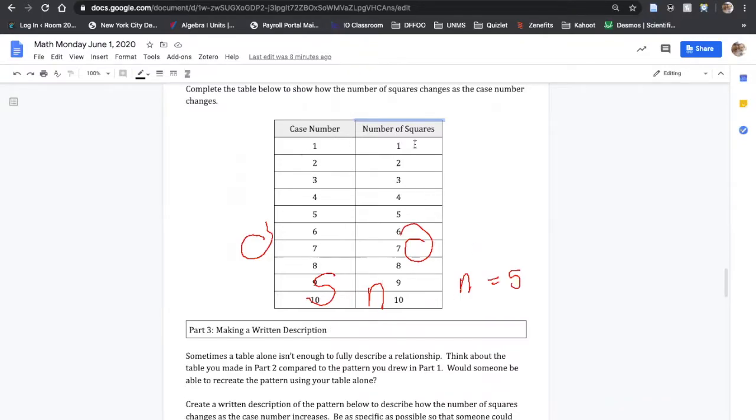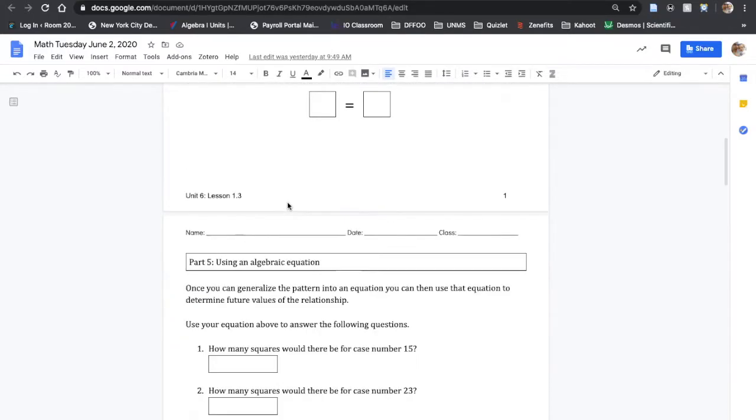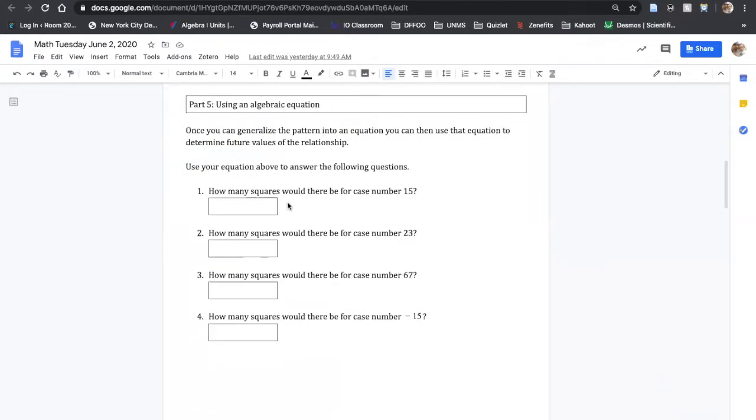Now, that relationship you should have noticed yesterday when we looked at this table, right? Case number 1 had 1 square. Case number 5 had 5 squares. So case number 13 would have 13 squares. So this example is pretty easy. The equation is simple. It's just that S is equal to N, right? The idea for the next part is just to try to use that equation to figure out some numbers, right? In this case here, it should be pretty simple because you know that they're the same, right?